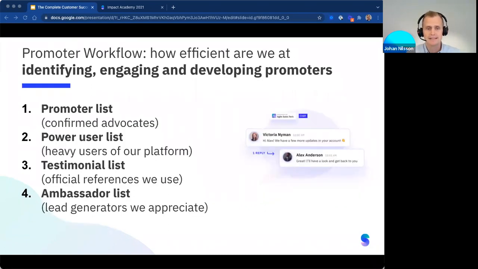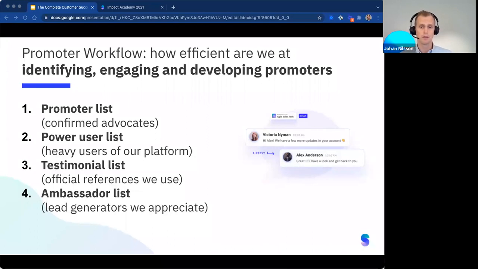Last but not least, promoters. I think this is an area that's quite overlooked. I think everybody knows this, but we are not usually reporting on it or keeping track of it in a proper way. So promoters, of course, these can be like confirmed advocates.